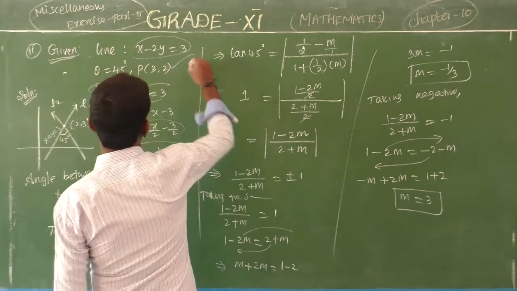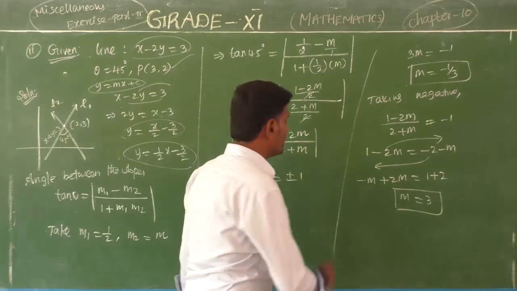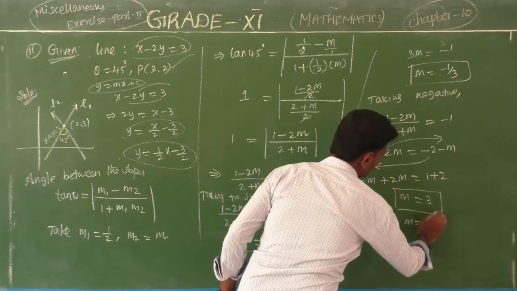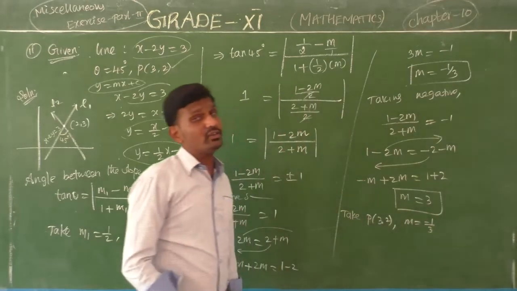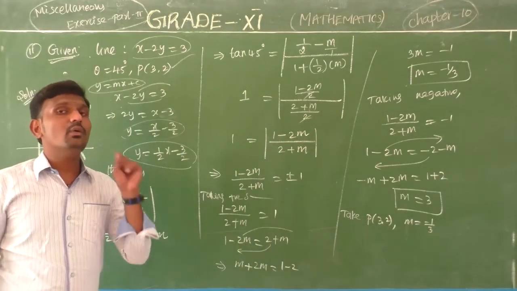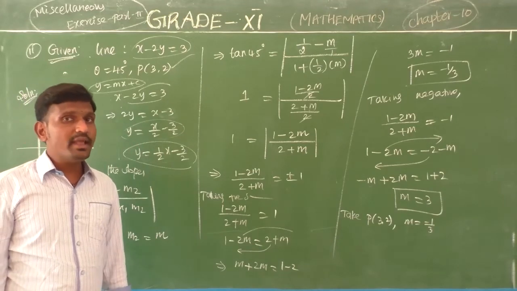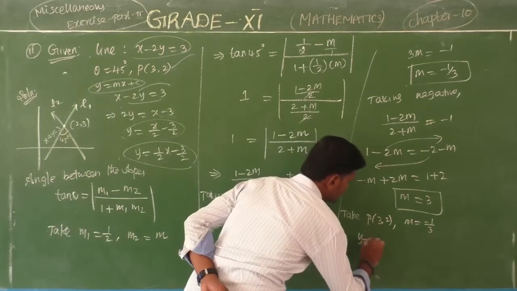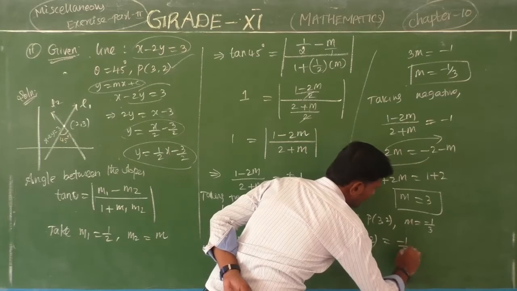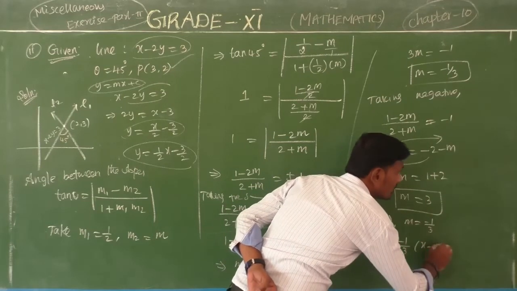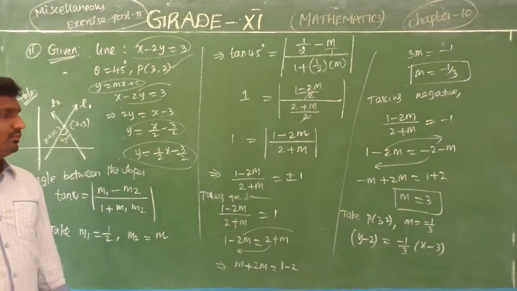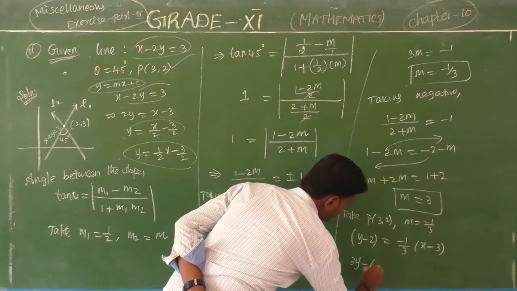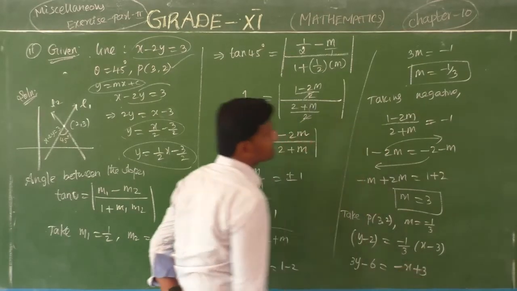And only one point is given, that is point P equal to 3, 2. Now take the point 3, 2 and the slope first minus 1 by 3, and then take 3 also. You have a formula when one point and one slope are given: y minus y1 equal to m into x minus x1. So y minus 2 is equal to minus 1 by 3 into x minus 3. Now this 3 I am moving to the left side, it will become 3y minus 6 equal to minus x plus 3.